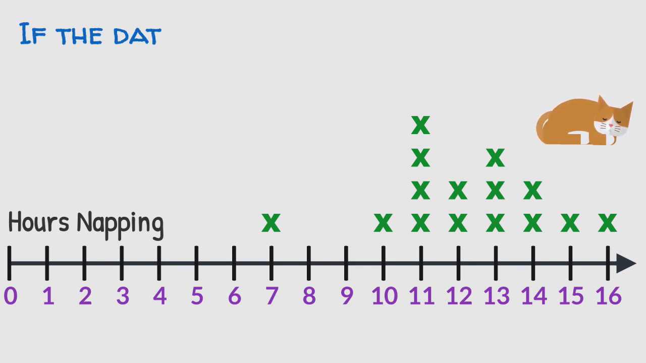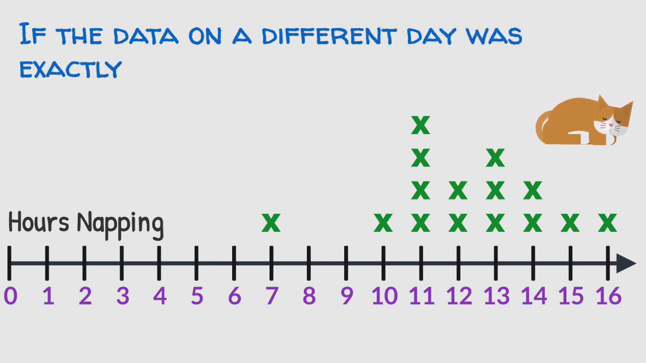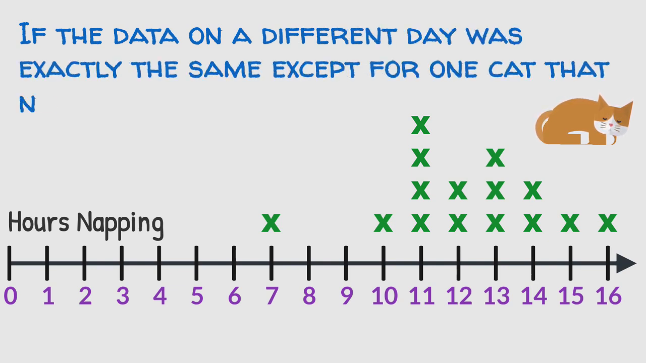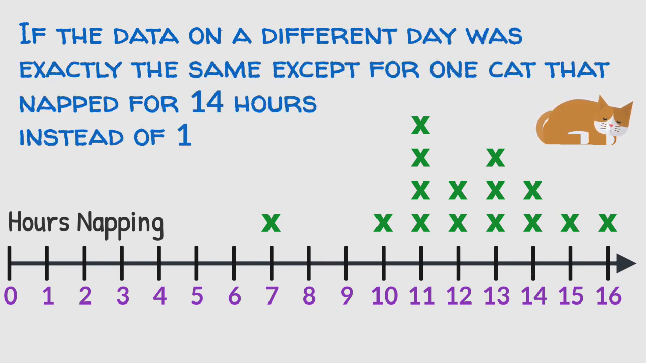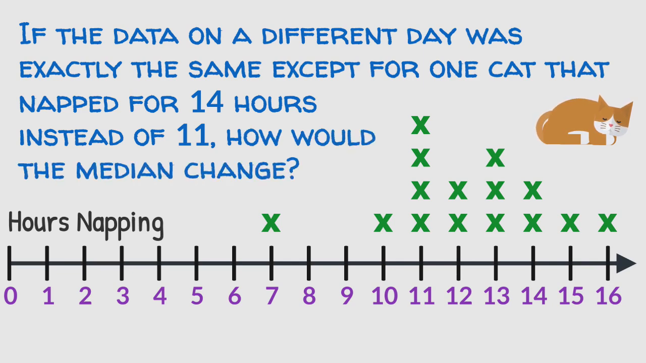If the data on a different day was exactly the same except for one cat that napped for 14 hours instead of 11, how would the median change?